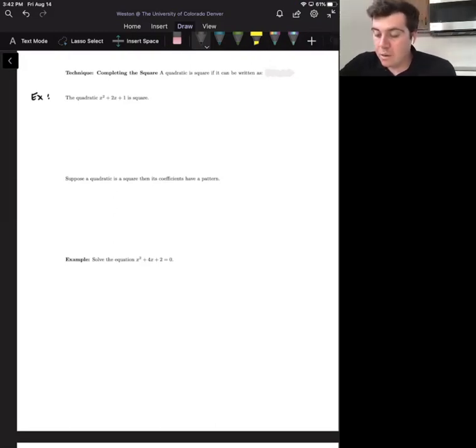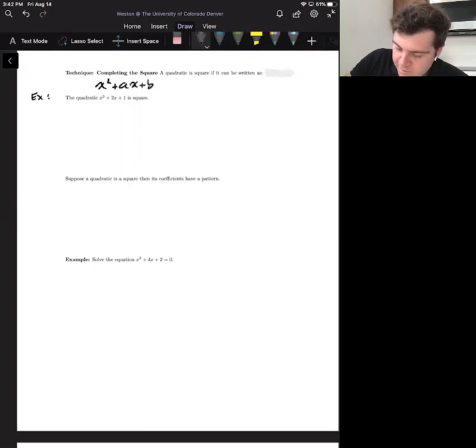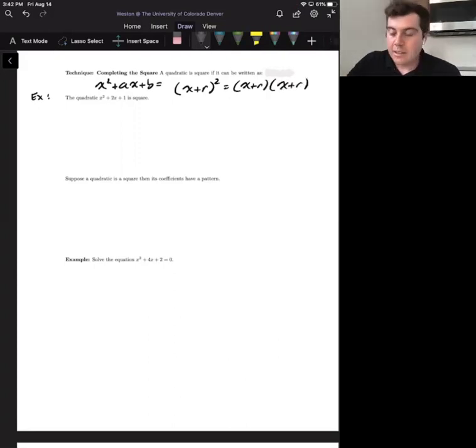All right, so we say a quadratic is square if it can be written as the product of the same linear factors. Meaning we have something like x squared plus ax plus b equals (x plus r) squared. Or that's just (x plus r) times (x plus r). And so it's a square because it's literally the square of a linear term.